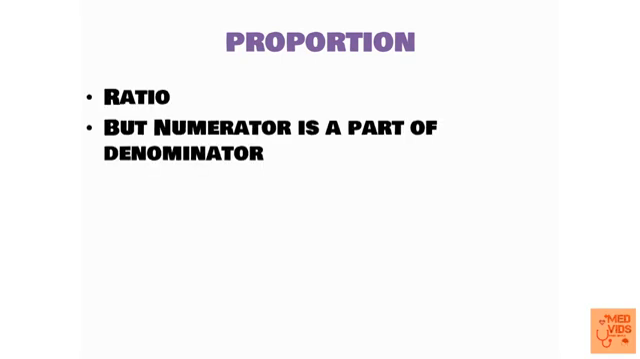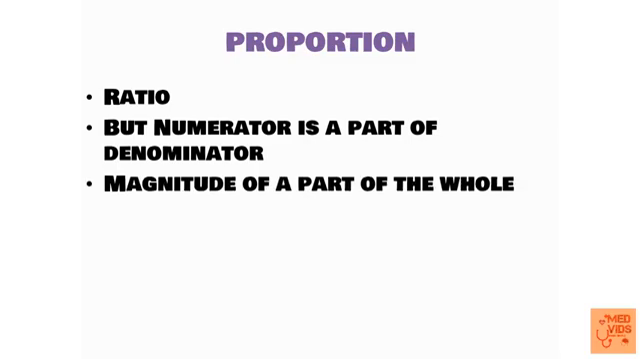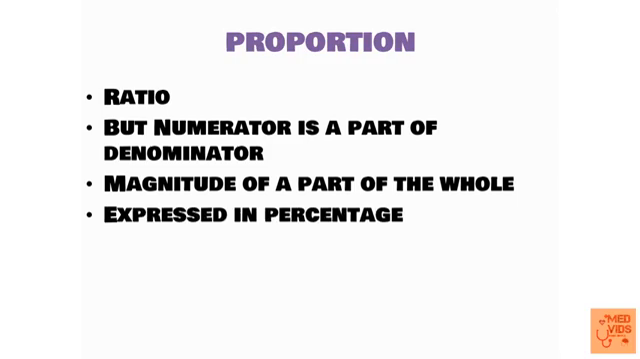So the third important tool in epidemiology is proportion. Proportion is actually a ratio, but the difference here is that the numerator is a part of denominator. So for example, 40 out of 100 people in a class are absent, we'll be saying 40% of the people are absent. So that's the proportion of the people who are absent in that class. So it is a magnitude of a part of the whole. So 100 people in that class is the whole population, and the proportion of the people who are absent, that is the 40 people, is a part of the whole. It is expressed in percentage like I mentioned.